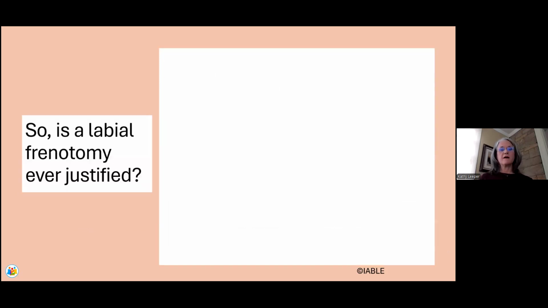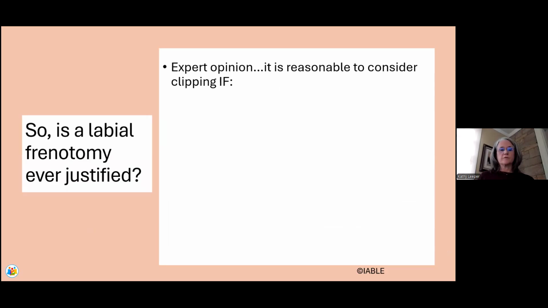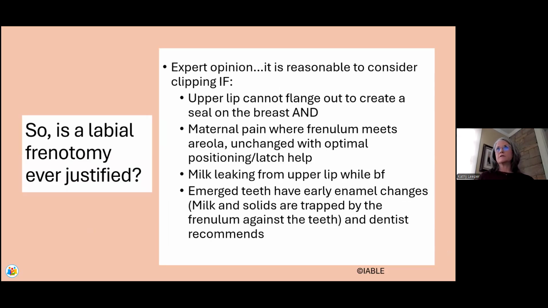Okay, so is it ever justified to clip a lip tie? We don't have good research to guide me here, but we who do this for a living would recommend that it's reasonable to consider only if the upper lip cannot flange out to create a seal at the breast, and mother is having pain right where that upper lip meets the areola. I've seen that once or twice in 25 years where it's so restricted you cannot flange the lip out and it hurts right underneath it, and you can't fix it with latch help.